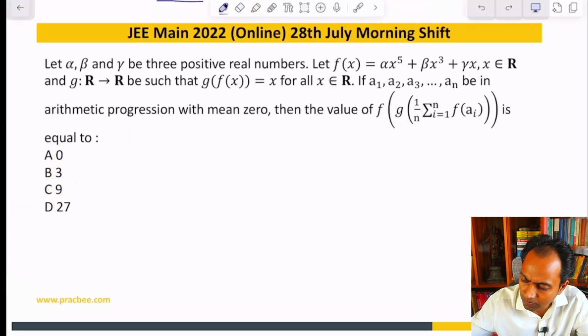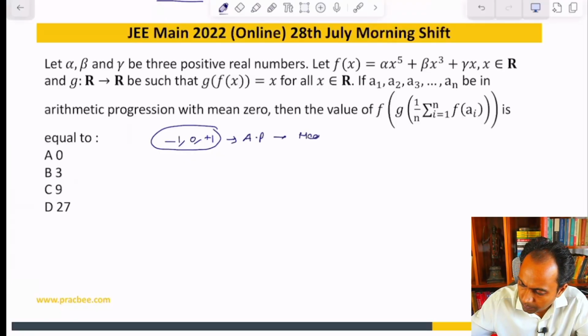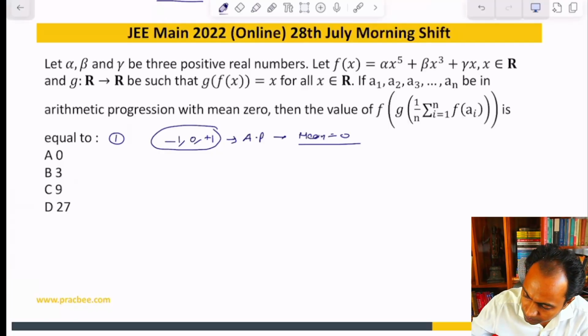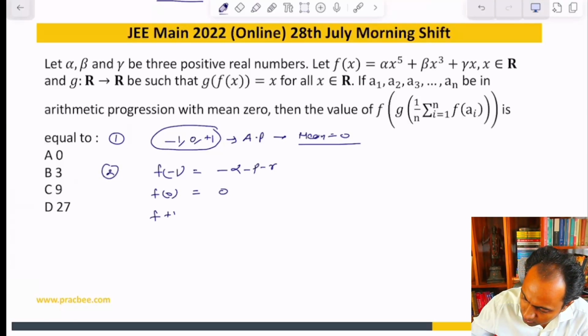So I am taking the value of n as 3, and three values of a1, a2, a3 correspondingly as minus 1, 0, plus 1. Now these three terms are in arithmetic progression with their mean 0. This assumption makes my life very easy, because now I can get this question very fast. Why? Because if you figure out the value of the function at minus 1, it is going to become minus alpha, minus beta, minus gamma. The value of the function at 0 becomes 0, and at plus 1 it will come out to be alpha, beta, gamma.